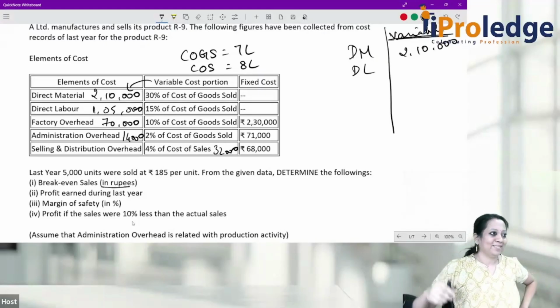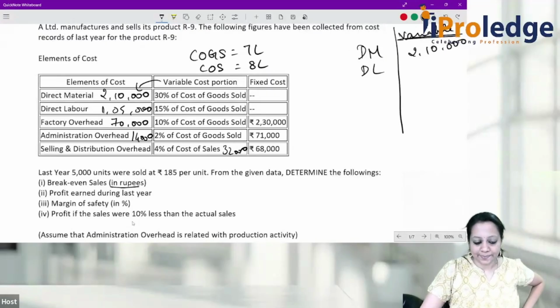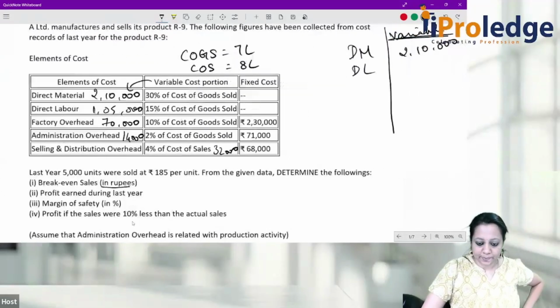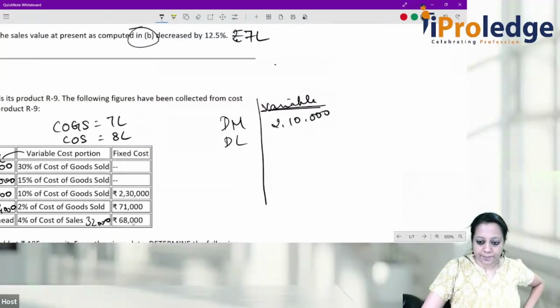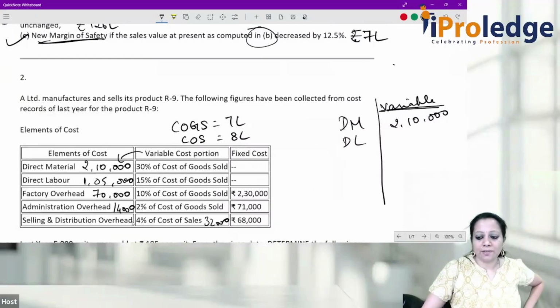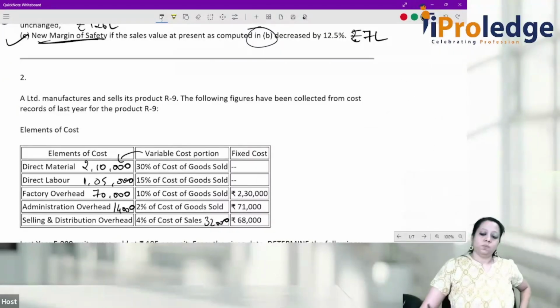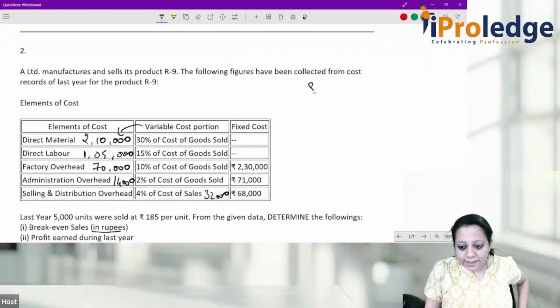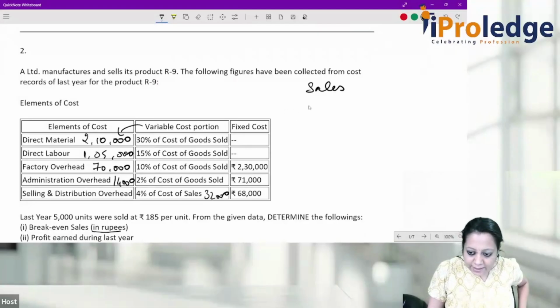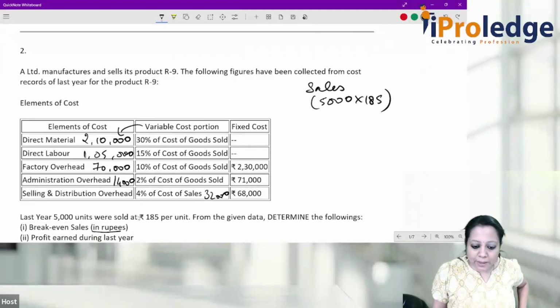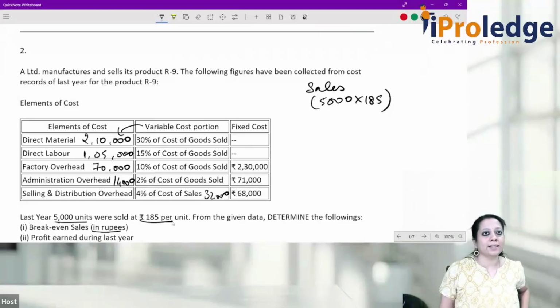So I will write next to the question itself because it's saving my time. Sales minus variable cost. And they have given sales. Sales is how much? 5,000 into 185. All of you, please do. Can you all see that?